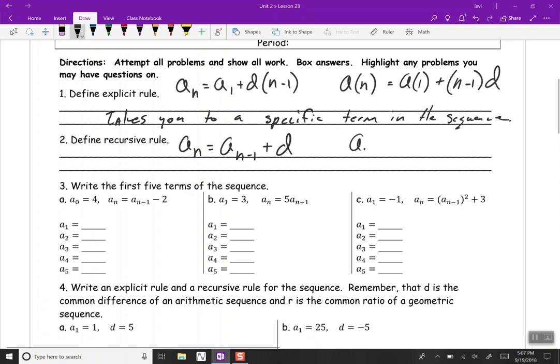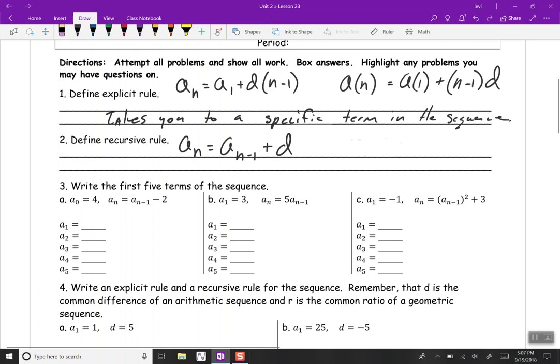Okay, a sub n means the term we're on. A sub n plus 1 means our next term, and a sub n minus 1 would be the previous term. So think of it as three numbers in a row. A sub n would be the number you're on, a sub n minus 1 would be the number in front of your number, a sub n plus 1 would be the number after your number. So that's how it is. Where you are, where you were, where you're going.